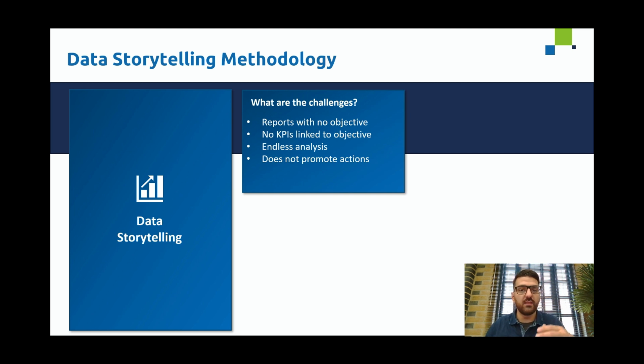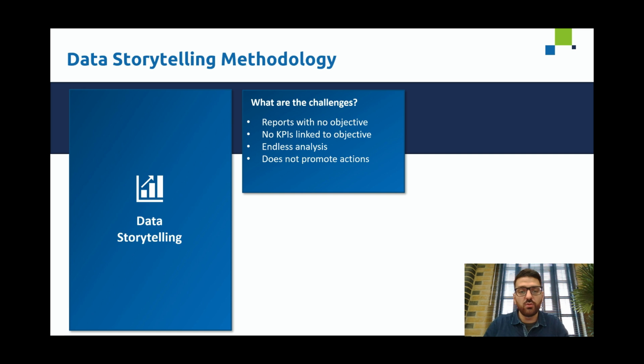Well, the first one is reports with no business objective or purpose, right? If a report does not have a clear objective or purpose, it's much more likely to not be used. Not having a clear purpose means not knowing our audience and also not knowing the business questions that must be answered through the solution as well.